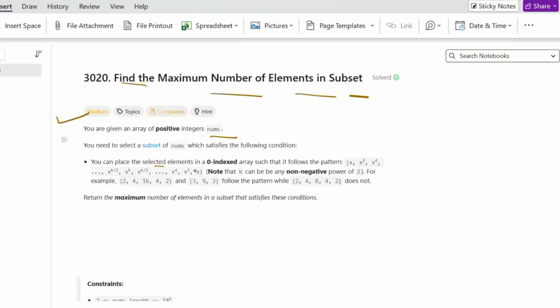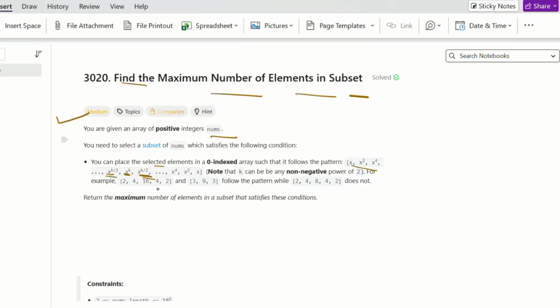You can place the selected elements in a zero-indexed array such that it follows the pattern x, x square, up to x to the power k, and then back down: first in increasing order, then in decreasing order. If you look at the smallest element, its occurrence will be 1, and the other elements' occurrences are 2. Note that k can be any non-negative power of 2.